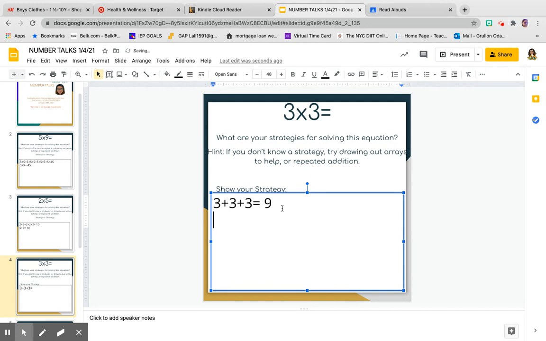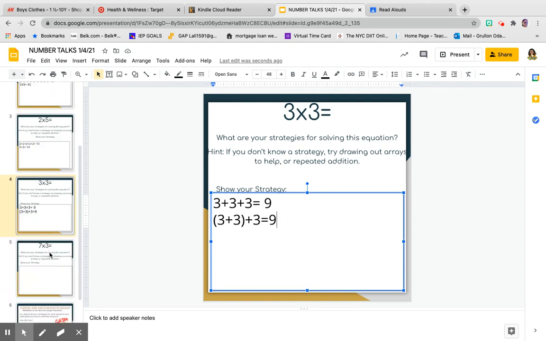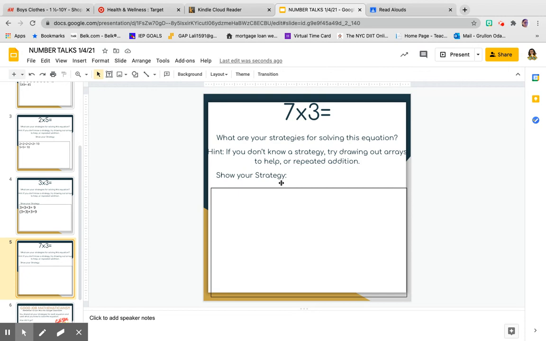Another way that you can do this is you can put 2 3s in a parentheses and work on adding that first. If you remember your doubles, you know that 3 plus 3 equals 6, and then 6 plus 3 is equal to 9. All right, let's move on to the next one. Here I have 7 times 3. I'll give you a minute to think about that.